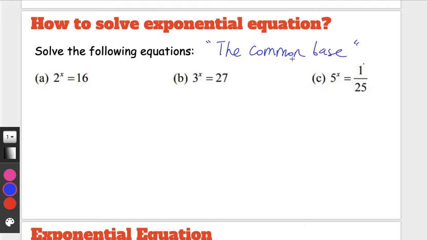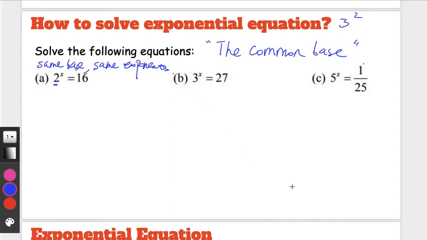When you see the word common base, probably you are a little bit confused. But one thing to remember, the number here is called the base. For example, in 3 to the second power, 3 is the base. The exponent is 2. Same thing here. So the idea of common base is, if I have the same base, then they should have the same exponent.